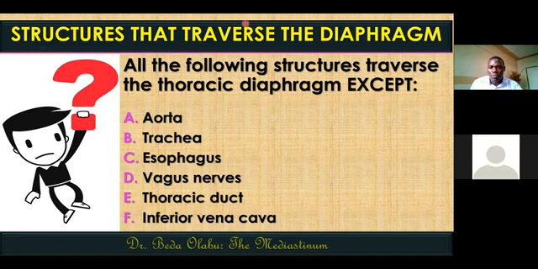Okay, James? Yes, I've understood. Okay, Florence, I can see through your private message, you've said F. Maybe give us a reason why you've chosen F, Florence. So you're the one who chose inferior vena cava.